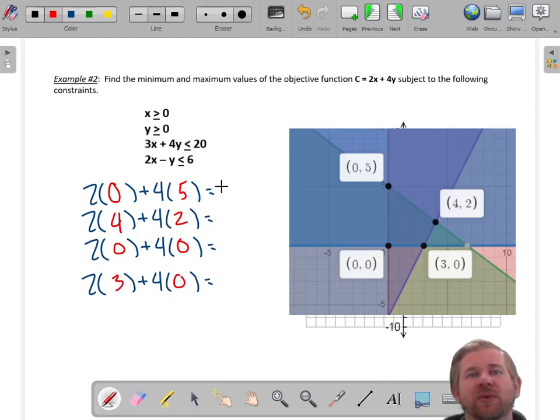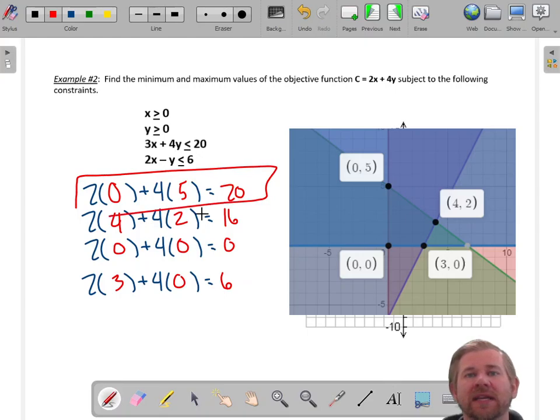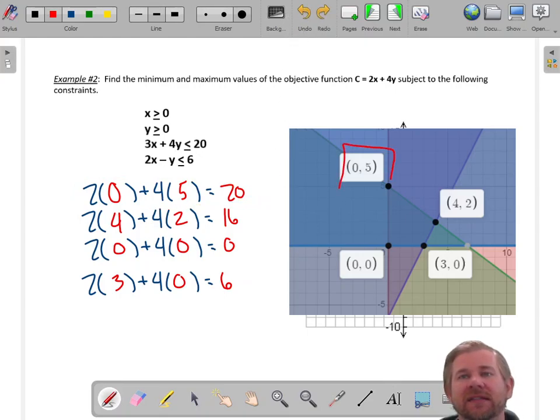That would be 0 plus 20, so 20. 8 plus 8 is 16. 0 plus 0 is 0, and 6. So what we've done is we have tested the objective function, and now if I want to find the maximum and the minimum values, the maximum value right here is 20. So if you want to maximize it, this is the maximum. So the max is 20. And then the minimum, the smallest one, is 0 right here. The min is 0.